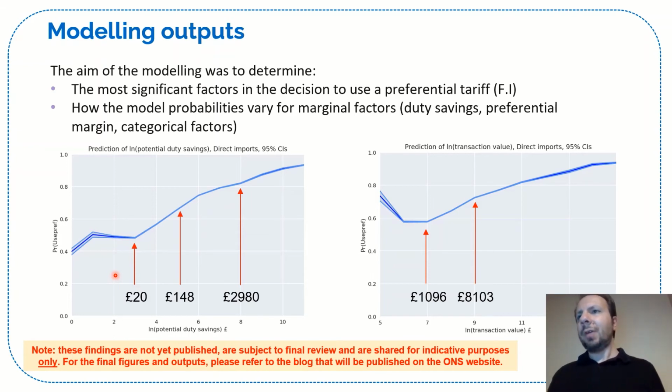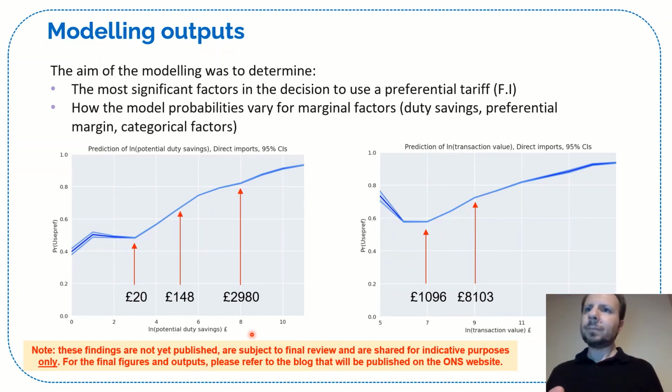We see that for duty savings of above £20, there is a linear relationship between potential duty savings and the probability of utilization. The way to interpret it is that, for example, if you have potential duty savings around 3,000, so we are around here, we expect that more than 8 out of 10 transactions would utilize preferential tariffs. And note here that we are using the logarithmic scale, which allows us to fit a wider range of values in the same plot.